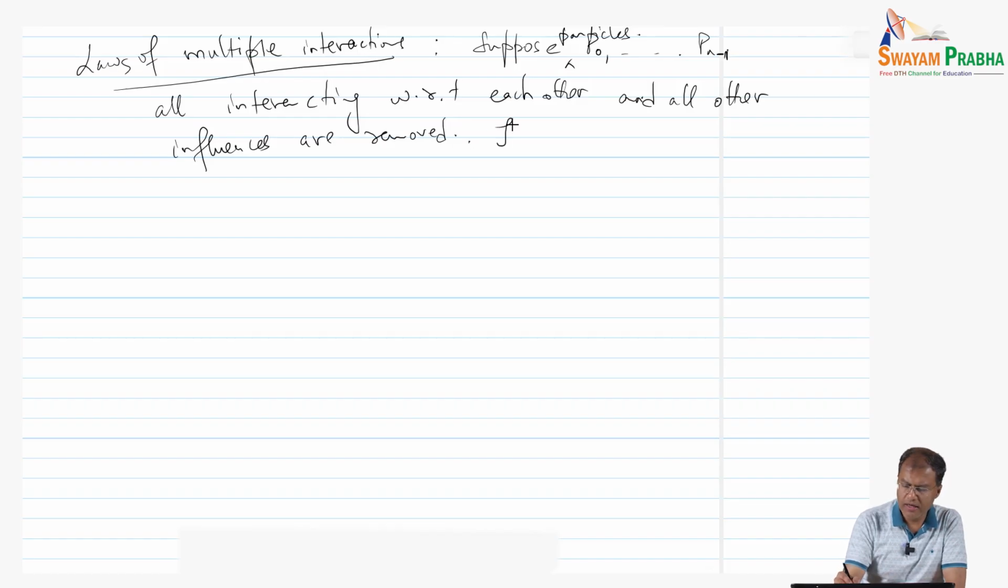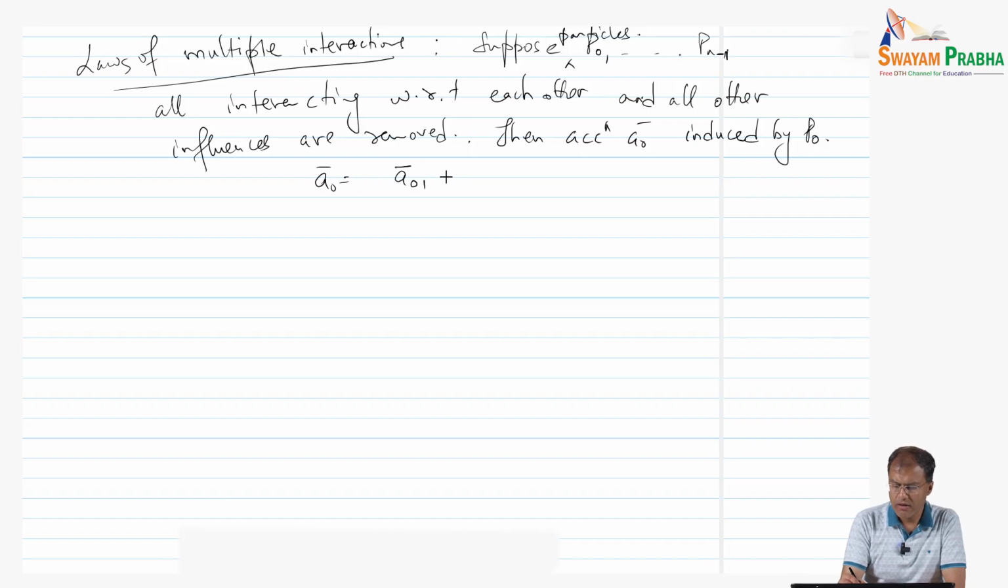Then the acceleration A0 induced by the particle P0 is going to be the sum of the acceleration induced by the other particles on the particle P0, right? So we rename these as A0i's, i from 1 to n minus 1. So these are the respective accelerations.